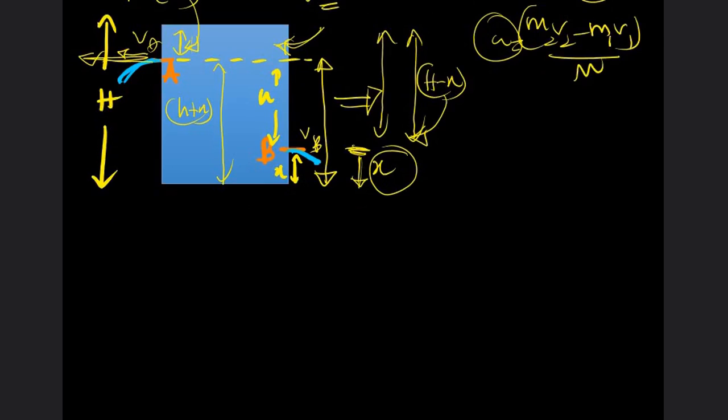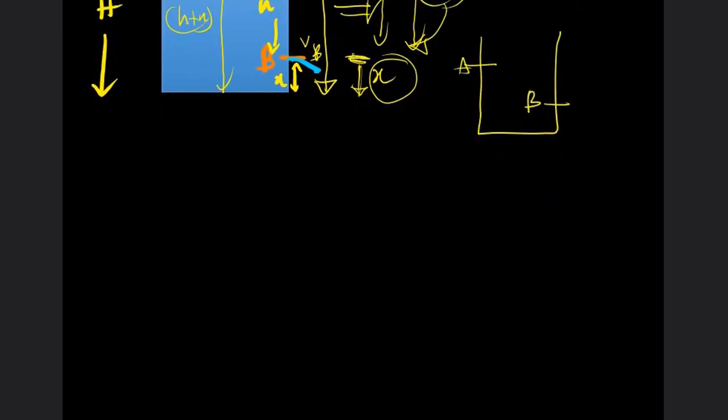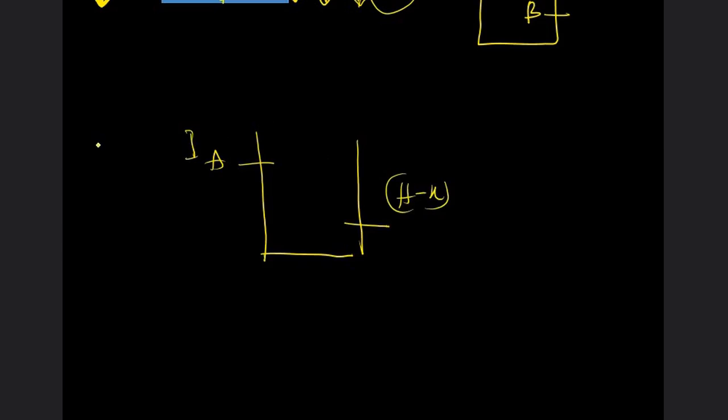Now let's take the velocities like this. This is our vessel, point A, point B. Let's make it a bit clearer, let's draw it again then. Alright, this is a vessel, point B, point A. Now we know the height: this is H minus x, and here it is H minus (h plus x).